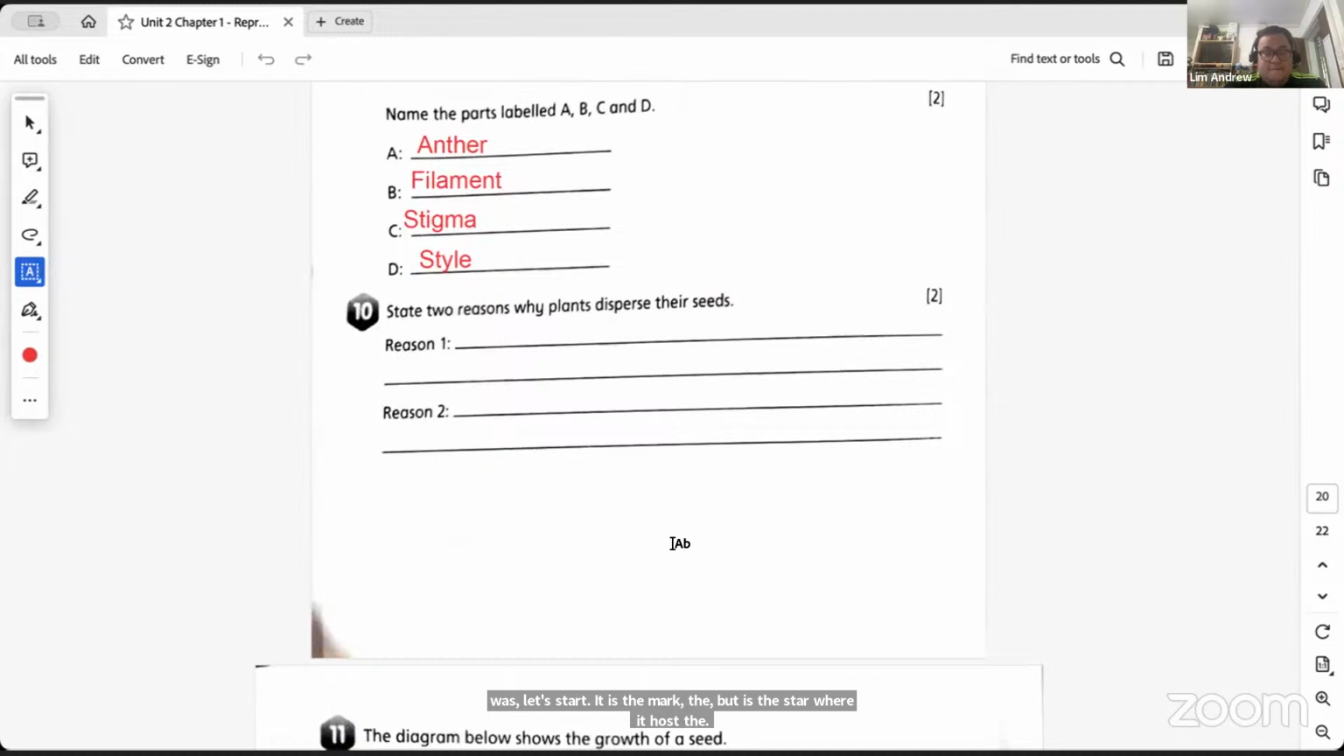Next up, can I have a volunteer, please? State 2 reasons why plants disperse their seeds. Good morning.